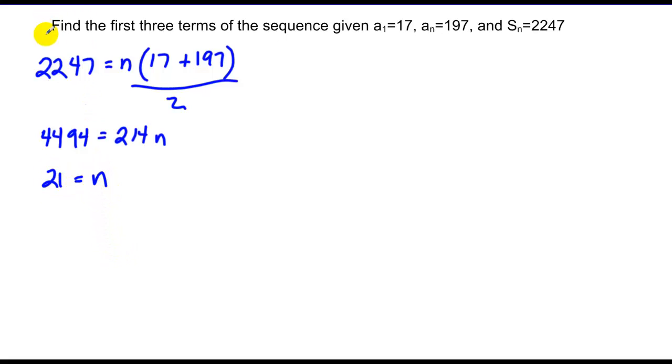And I want the first 3 terms in a sequence where this is my first term. Let's see if I can do that. I need the nth term, which I have, 197. I need the first term, which I have, of 17. I need the common difference, which I still don't have. And I need the number of terms, which now I have, 21.